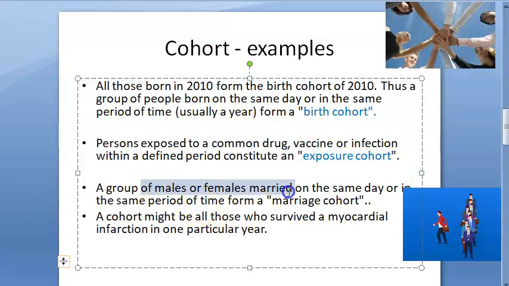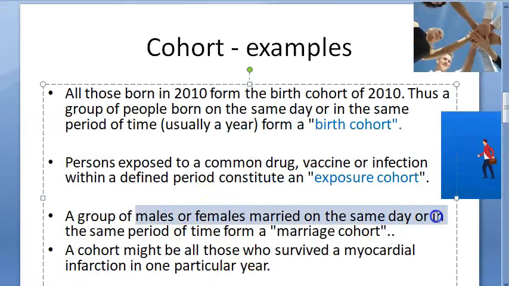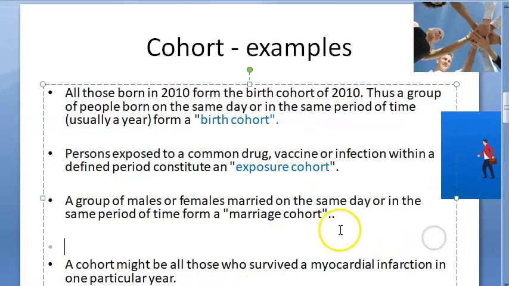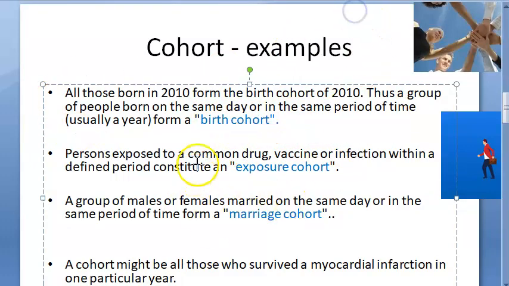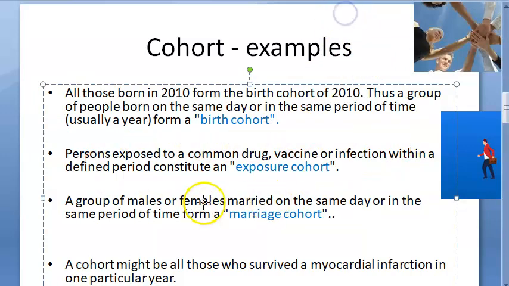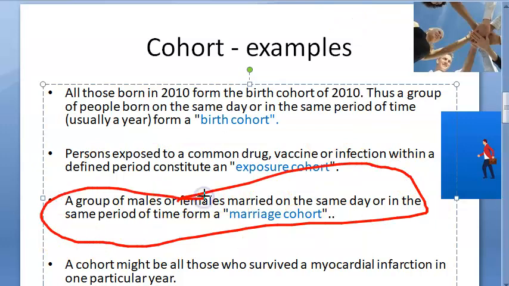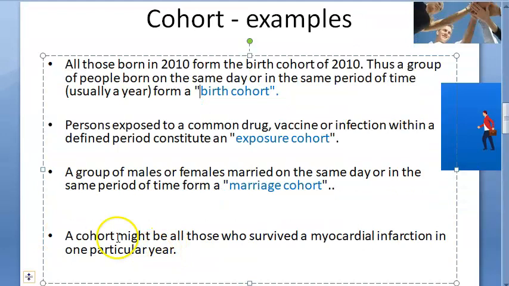Then a group of males or females married on the same day or in the same period of time. Marriage cohort. They're all married during the same time. Why would you want this type of cohort? Let's say birth cohort, you want to study some diseases, probably developmental diseases. Exposure cohort, some people are smoking, you want to study lung cancer, so you study all of those people. Marriage cohort, when these people get pregnant, fertility issues, etc., you want to look at. So these are going to help you in cohort studies, isn't it?